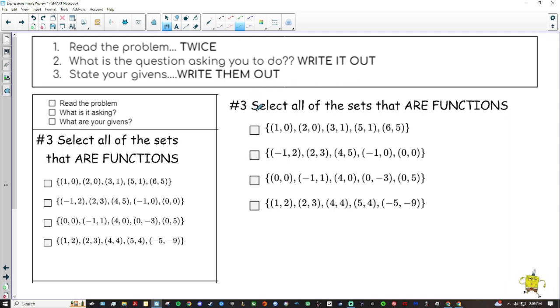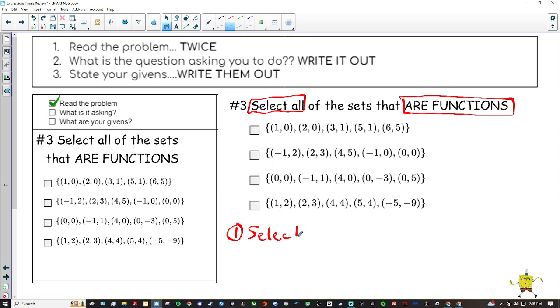Okay, so you've read your problem twice. Select all of the sets that are functions. What is it asking us? It's asking us to select all. So we know we might have more than one answer. And we want to select the ones that are functions. So we are going to select all, which means there could be more than one.